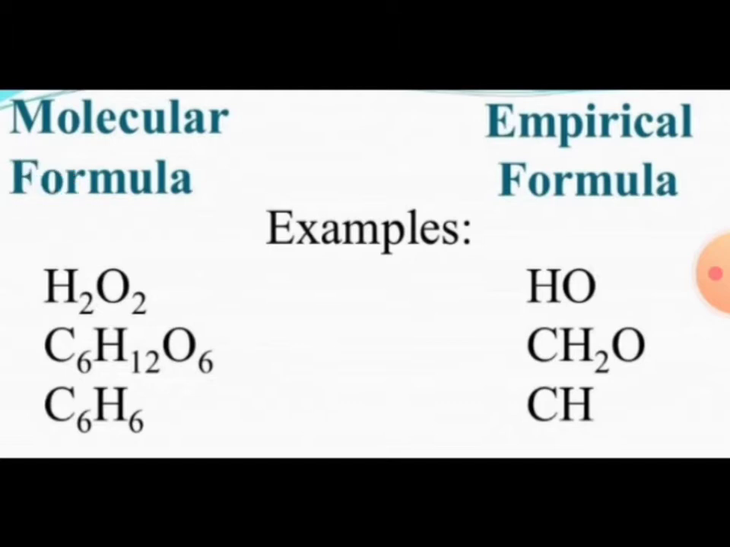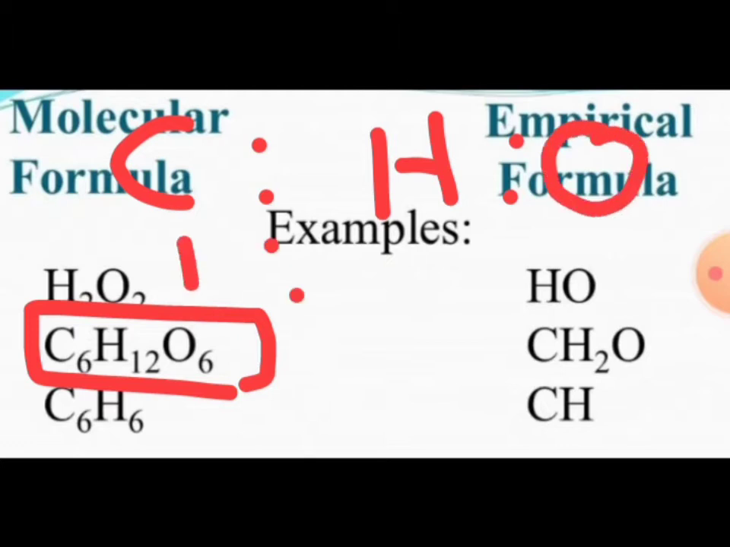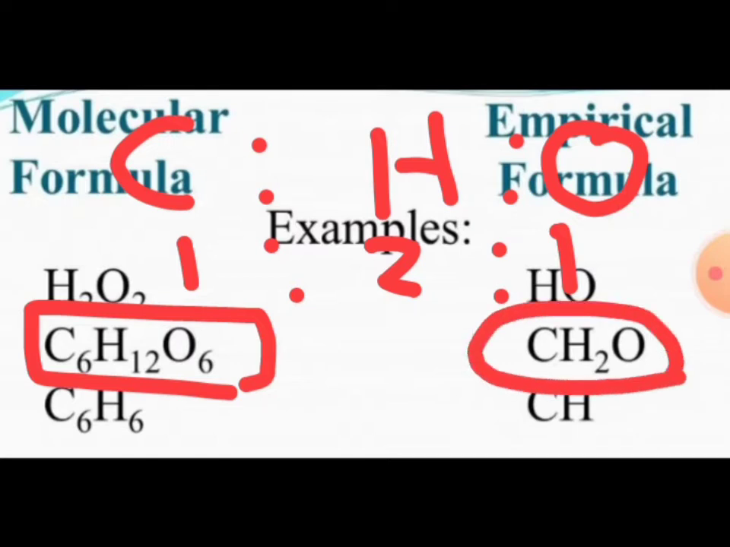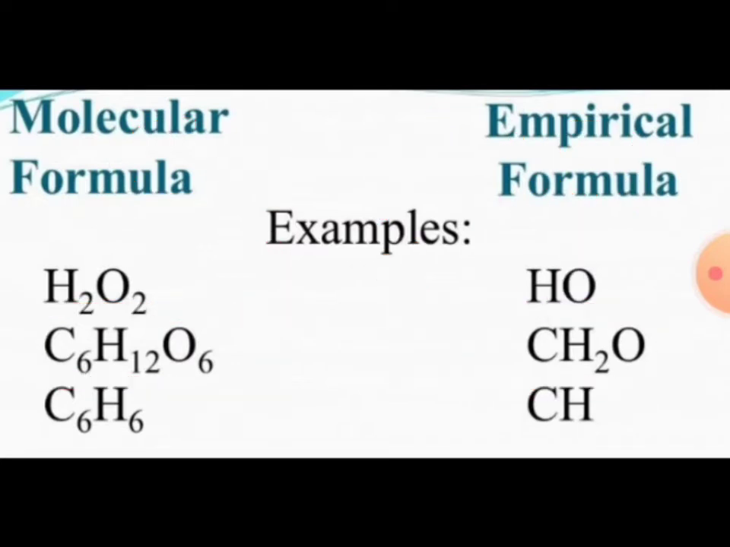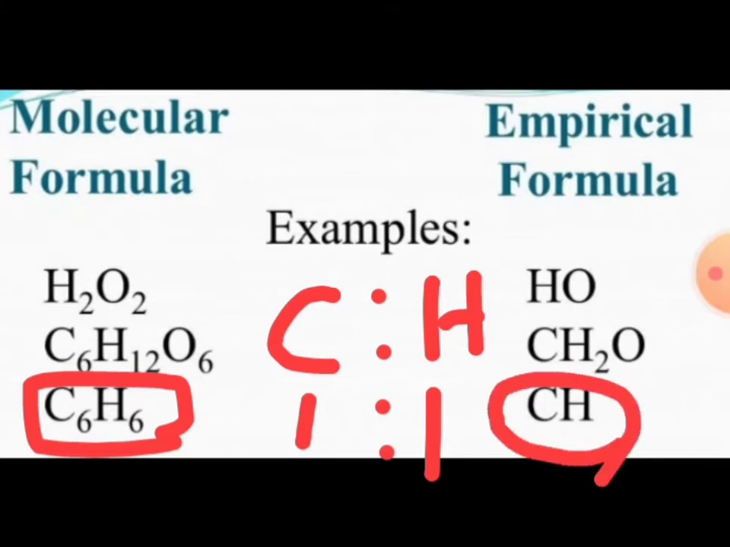Similarly, the molecular formula of glucose is C6H12O6. If I write the ratio in the simplest way, the carbon, hydrogen and oxygen ratio is 1 is to 2 is to 1. So the empirical formula of glucose is CH2O. Similarly, benzene's molecular formula is C6H6. If I write it in the simplest way, the ratio of carbon and hydrogen is 1 is to 1. That's why the empirical formula of benzene is CH.